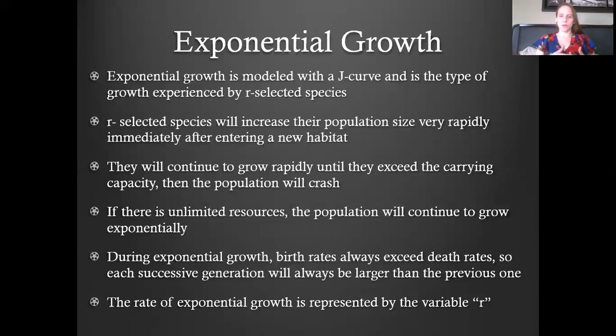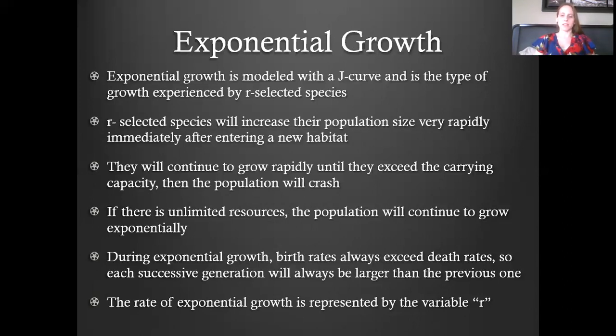The exponential growth, that's the J-shaped curve, is with our R-selected species. Almost right out of the gate, there's this exponential increase in the population size because they're able to reach maturity and grow very, very quickly. They're able to have so many babies at once. So that's why the population can grow really quickly. But the population will crash back down regularly as well.